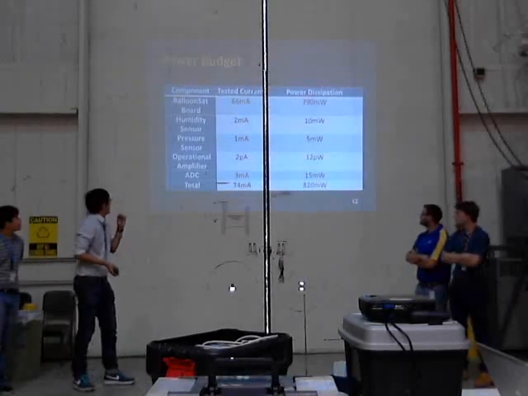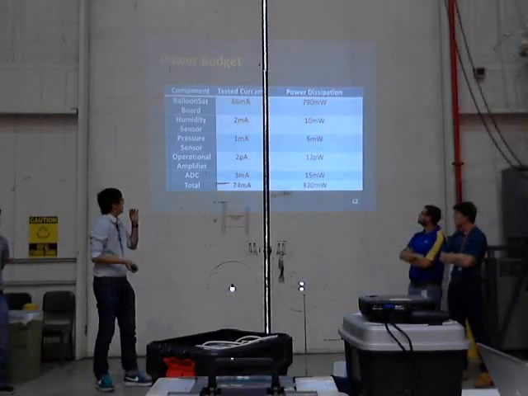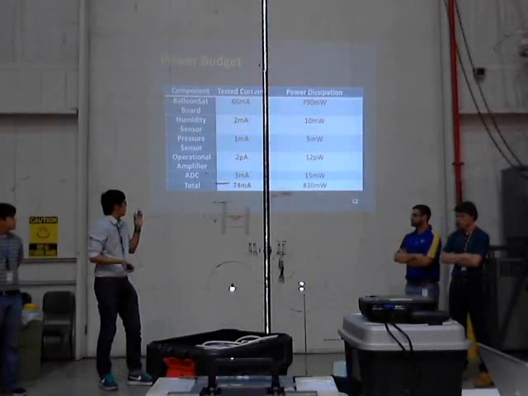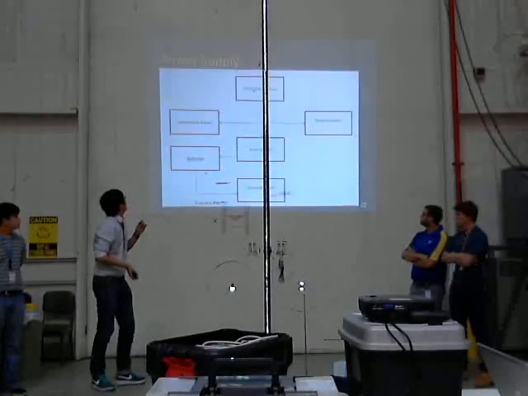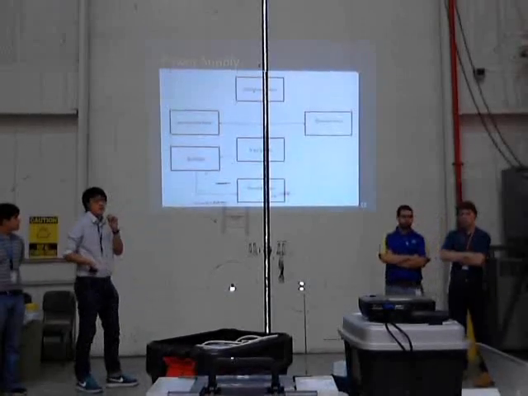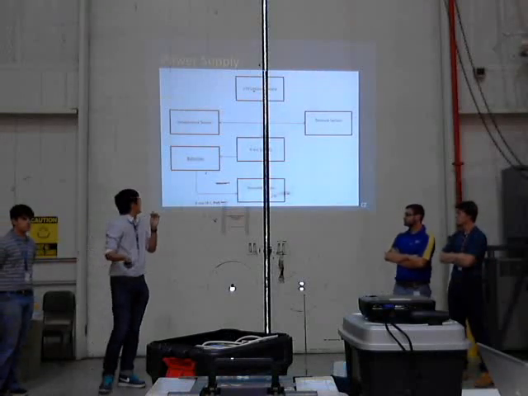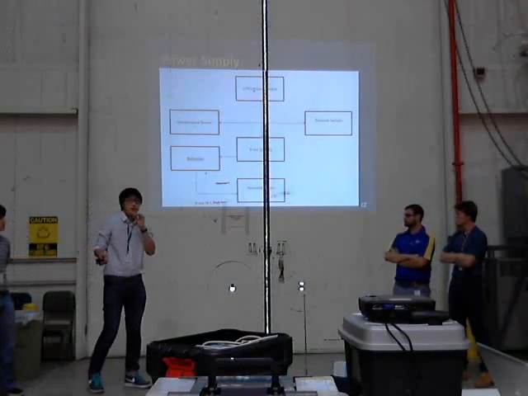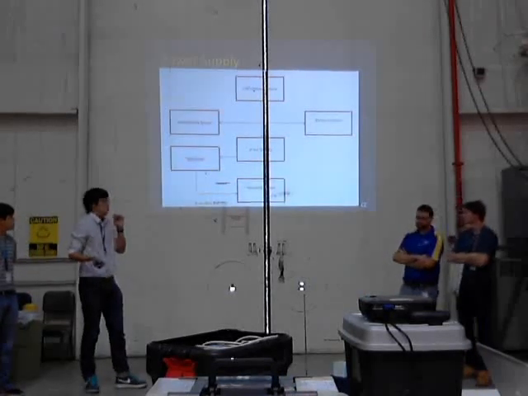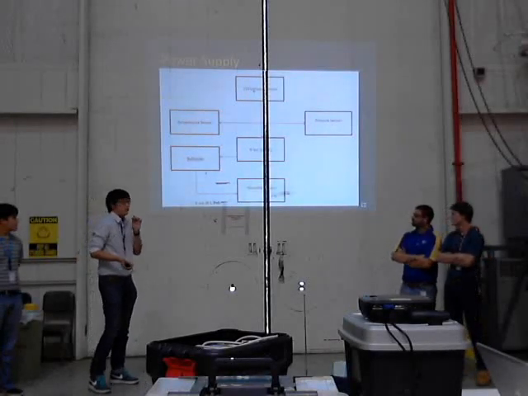This is the power budget, and our total current is 74 milliamps, and the total power is 820 milliwatts. Here is the power supply. We have 2 6-volt lithium batteries connected in series. The total is 12 volts. And 12 volts goes through the temperature sensor, the pressure sensor, and the balloon set. But the humidity sensor needs the voltage dropped down to 5.5 volts. So we have a voltage regulator on the balloon set that will drop down the voltage to 5 volts.